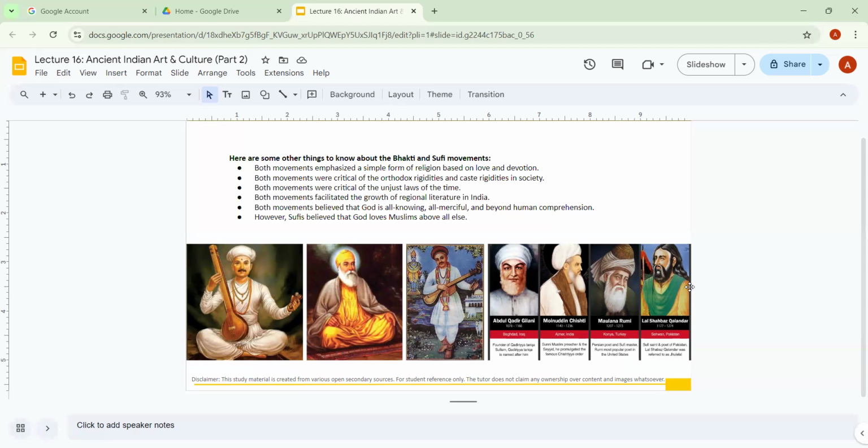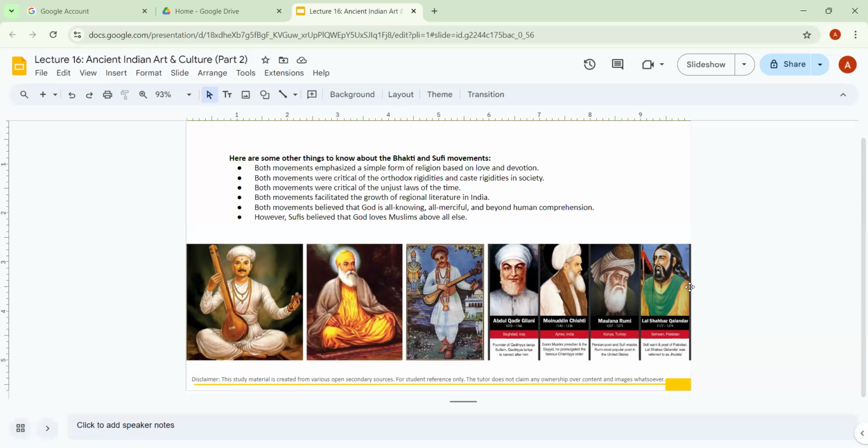Both Bhakti and Sufi movements emphasized a simple form of religion based on love and devotion. Both the movements were critical of the orthodox rigidities and caste rigidities in society. Both movements were critical of the unjust laws of the time. They facilitated the growth of regional literature in India.